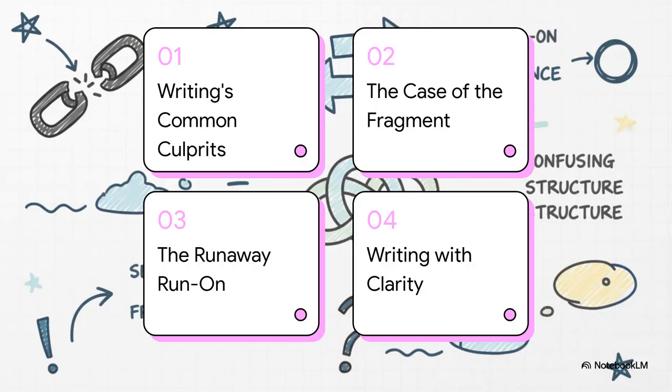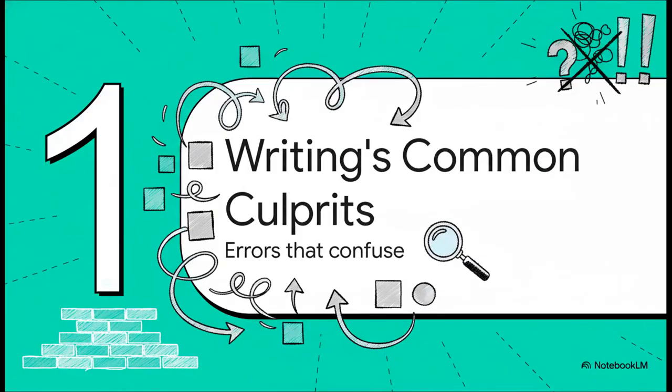So here's our game plan. First, we'll identify these common culprits. Then, we'll open the case file on what's called a sentence fragment, followed by the runaway run-on. And finally, we'll get you set up with all the right tools for writing with total clarity. All right, let's dive right in.